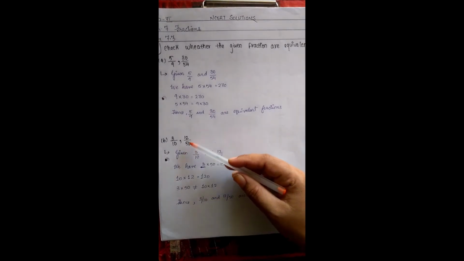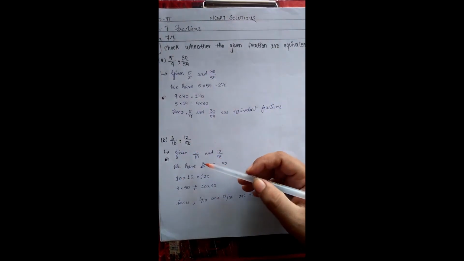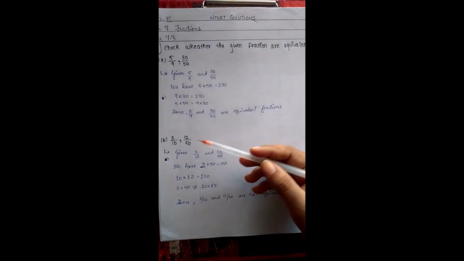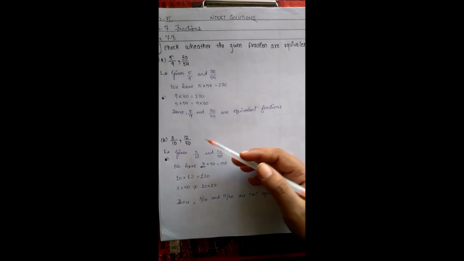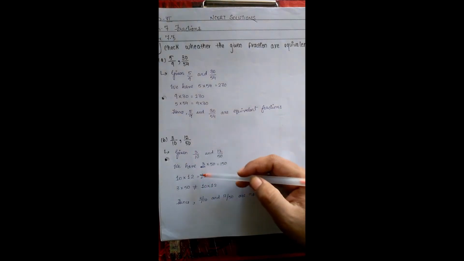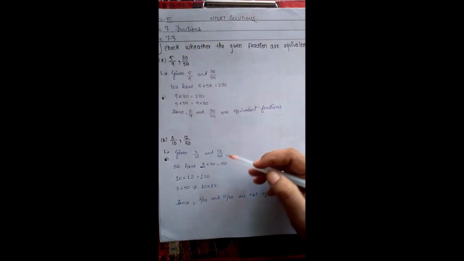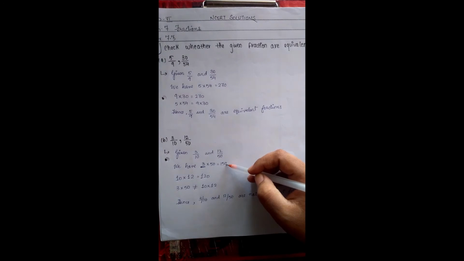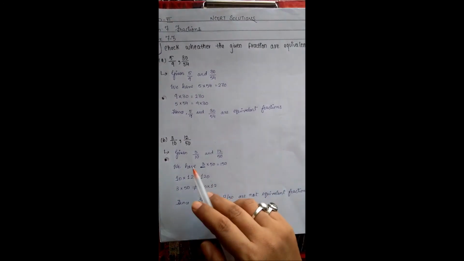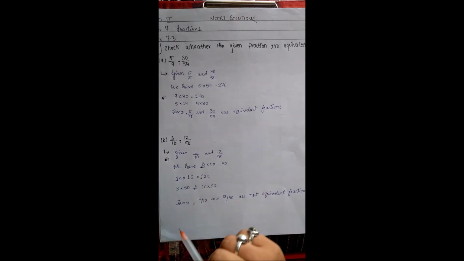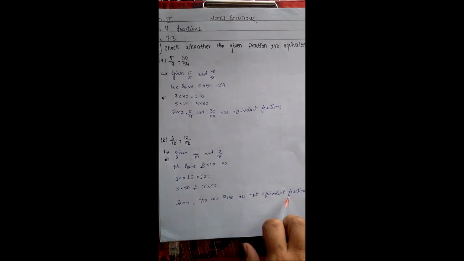3 upon 10 and 12 upon 50. Next question. Here, if we multiply 3 into 50, we will get 150. And if we multiply 10 with 12, we will get 120. Now here one is 150 and another is 120. So 3 upon 10 and 12 upon 50 are not equivalent fractions.